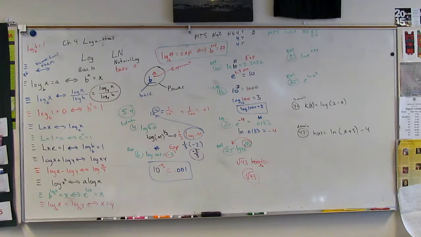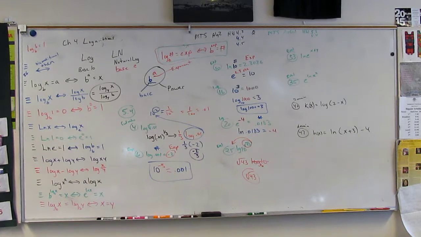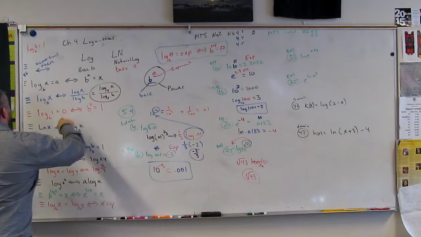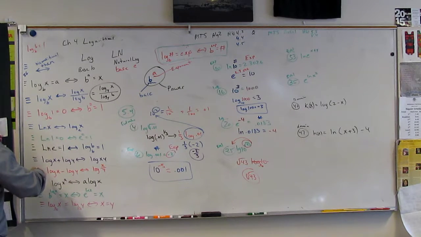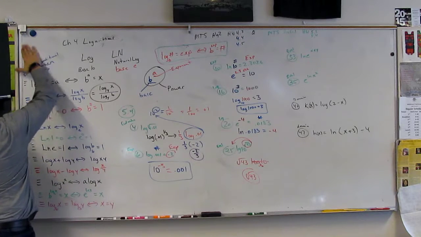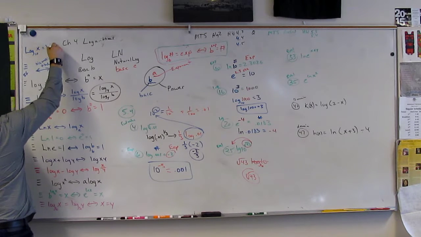This is tricky. Wait, how do you know what the base is? If there's no base, it's automatically 10. If they don't show a base, then it has a base of 10. If it's just a log, remember I wrote up here, if I have just a log, it's a log base 10. I talked about it before and I erased it. But yeah, log base 10 of x is equal to log of x.